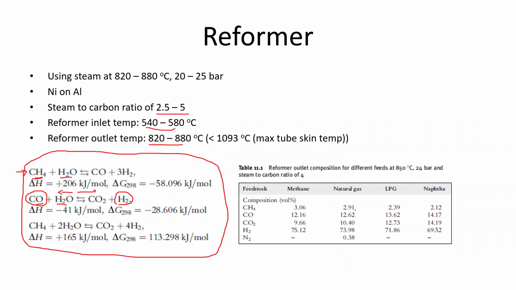So it's a typical feedstock composition into the reformer. If we have methane, this methane is about... the outlet compositions of a reformer.